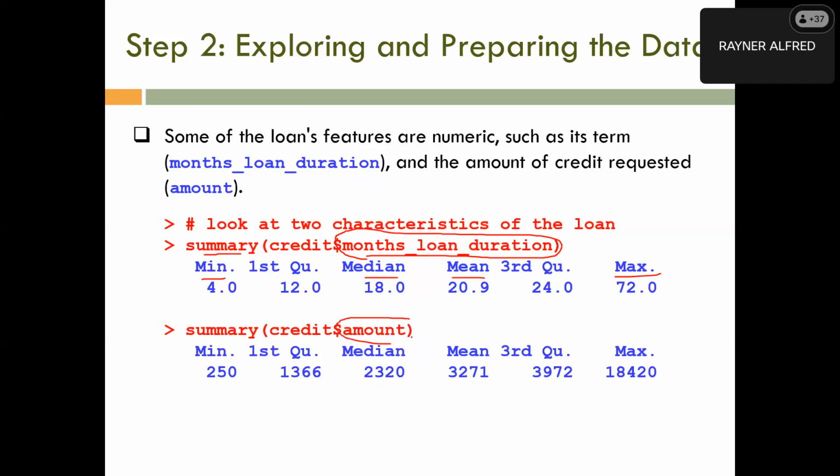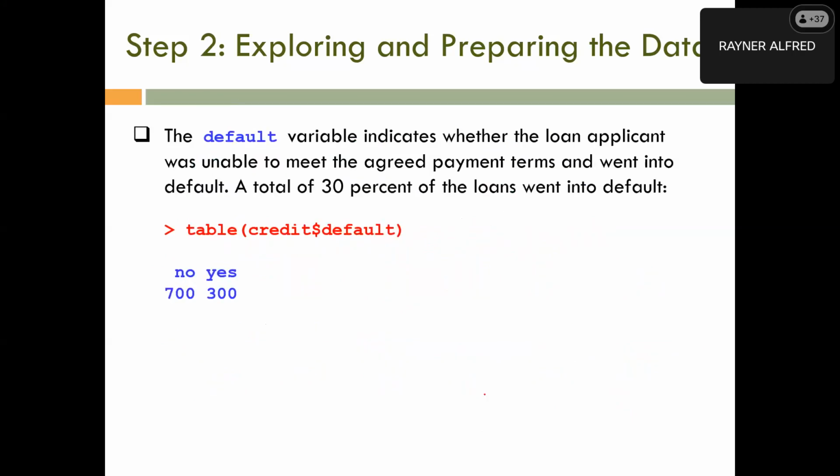This is the amount of loan. So the minimum value for the loan is 250. Maximum loan value is 18,000. This is the median. This is the average. We also can look at the percentage of those people who default.